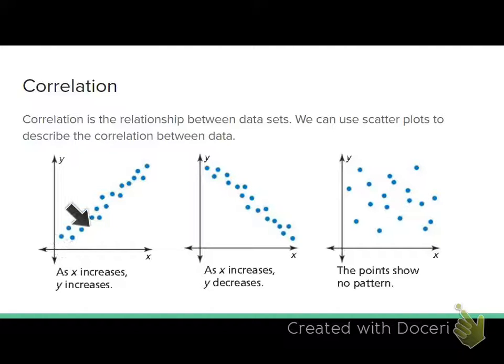And that has a similar shape to the first problem that we just did. As the sugar increased, so did the calories. Same kind of idea here. Yes, we should be writing down that as x increases, y increases. That's a positive correlation.